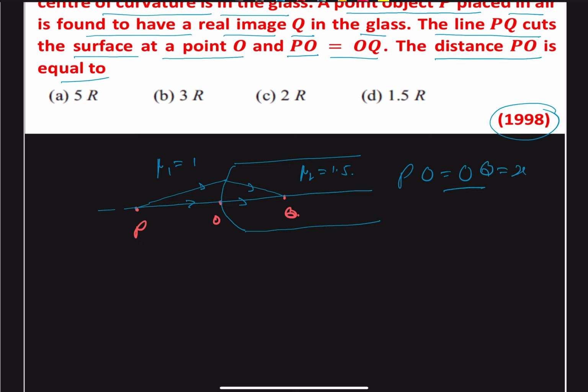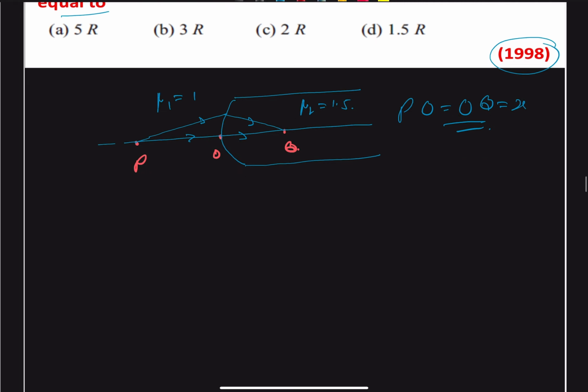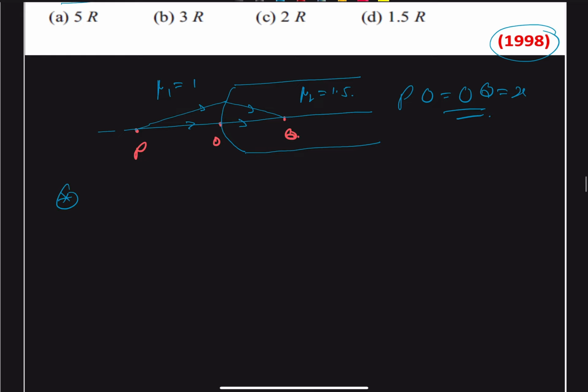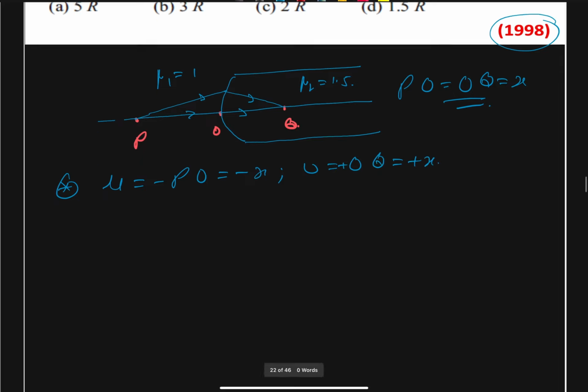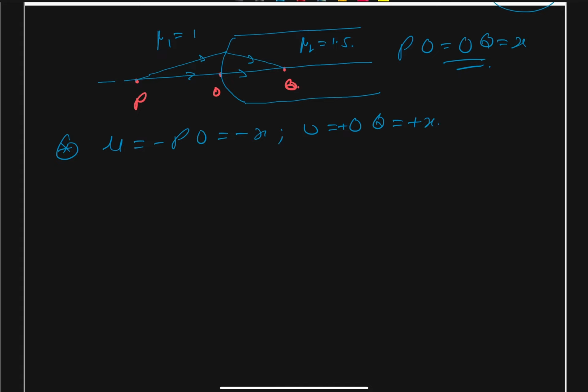Let us suppose that it is equal to X, and so the distance of the object, that is our PO, will be equal to minus X. So we can say our U is equal to minus PO, which is minus X, and also our V, which is our OQ, will be equal to plus X. Now we can use the straightforward formula, that is mu2 upon V minus mu1 upon U is equal to mu2 minus mu1 upon R.